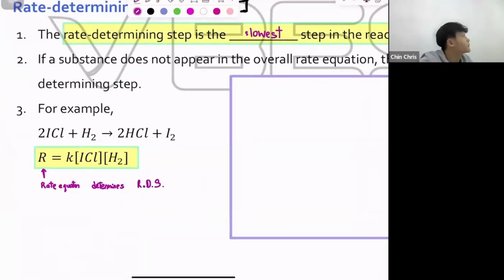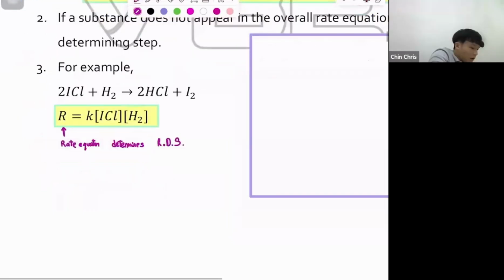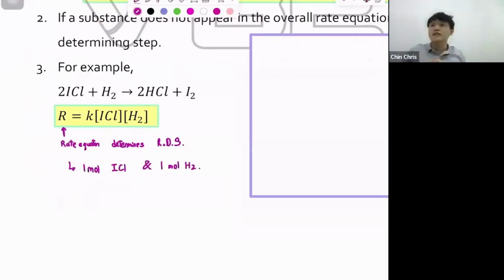So the rate equation, right, what is in there? Okay guys, the rate determining step. What do we have? ICl to the power of 1, H2 to the power of 1, right? So basically, I must have 1 mole of ICl and 1 mole of H2. My rate determining step must have 1 mole ICl and 1 mole H2, because it's stated here. My slowest step must have 1 ICl and 1 H2.